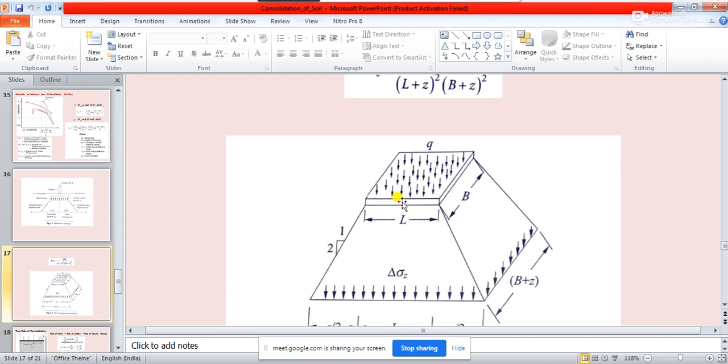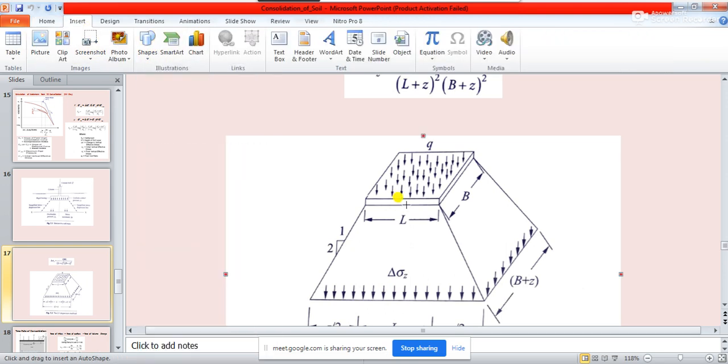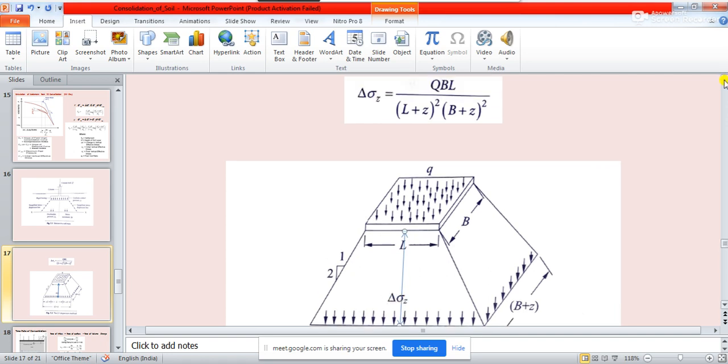And if it happens at a 1 horizontal to 2 vertical slope, in that case we have observed that from the base of the footing, the place where you want to find out this delta sigma z, in our problem we have written delta P. So if you want to find out delta P, we need to find out the depth from here to here, from the base of the footing till the middle of the clay layer. Then we can very easily find out the value of delta z.